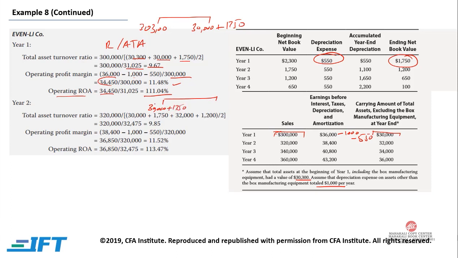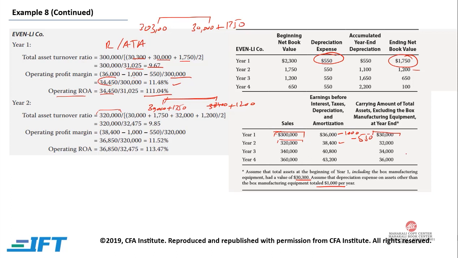Now for the second year, the starting assets were 30,000 plus 1750, which is the end of the first year. At the end of the second year, assets would be 38,400 plus 1,200. And we need to come up with the average of these two numbers. Total asset turnover is 320,000, that is your revenue, divided by 30,000 plus 1750 plus 38,400 plus 1,200.